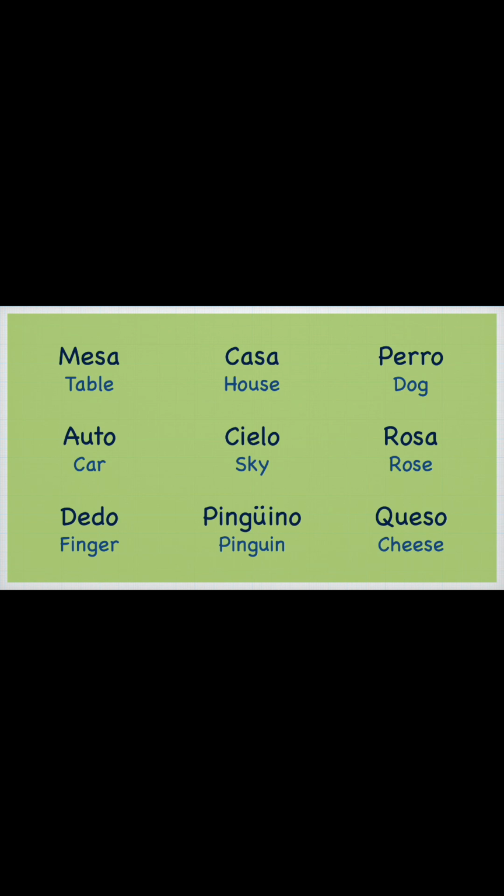So here the Q makes the K sound and the U doesn't sound in this instance. There's an exception here when we combine Q and U. So it sounds like the K. And the next vowel is E, queso.